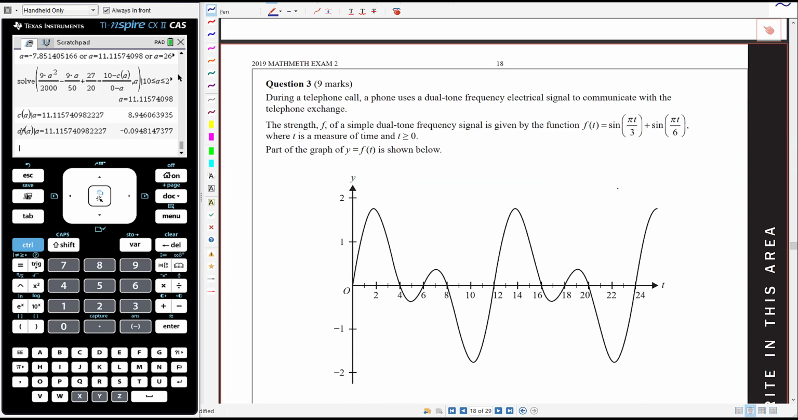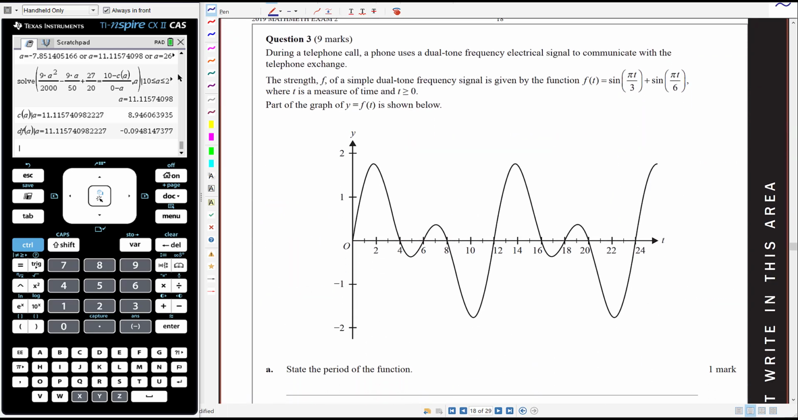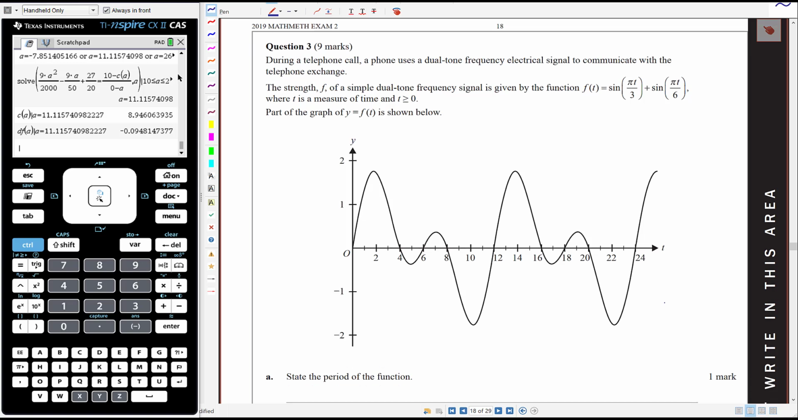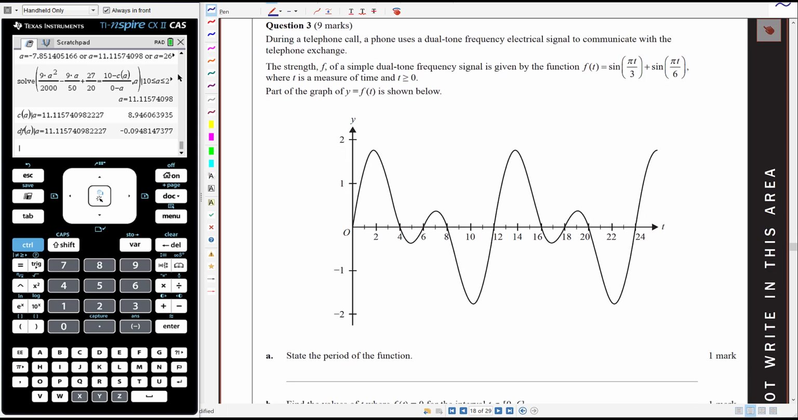Okay, on to question 3. So during a telephone call, a phone uses a dual frequency electrical signal to communicate with the telephone exchange. The strength F of a simple dual tone frequency signal is given by this function. T is a measure of time and T is bigger than or equal to 0. Part of the graph of y equals f of t is shown below.